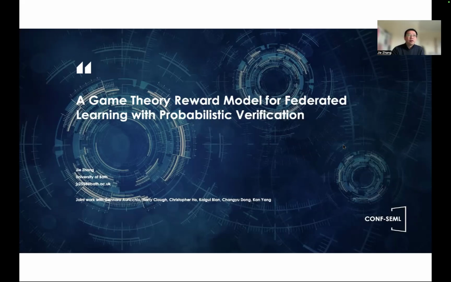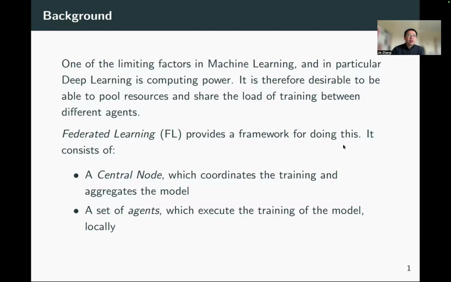Hello, I'm Zhang from the University of Bath, and today I'm going to present our recent work on a game theory reward model for federated learning with probabilistic verification. Let's get into it.